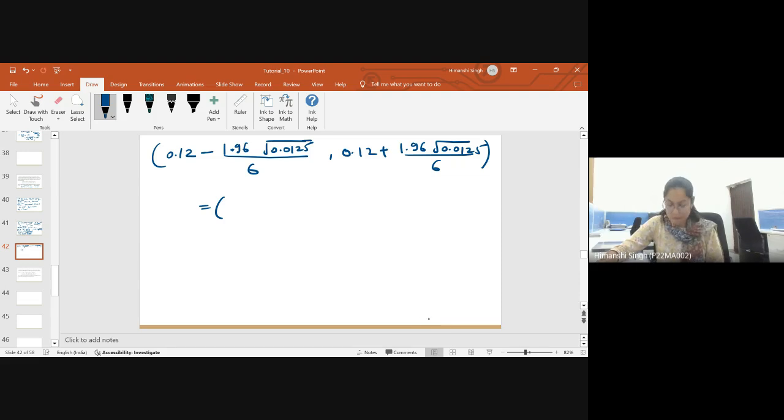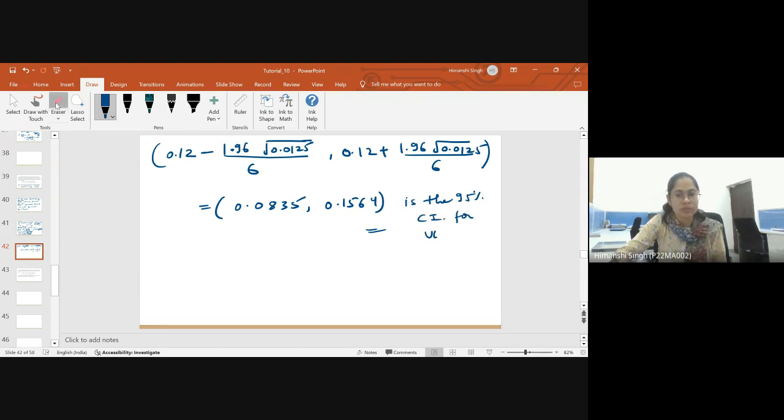So it will be, just cross check it, 0.0835 comma 0.1564. There may be a minor difference because of taking the under root first and then dividing, or dividing and then taking the under root. There may be a minor difference, but I think this will be the 95% confidence interval for mu1 minus mu2. Is it coming the same?